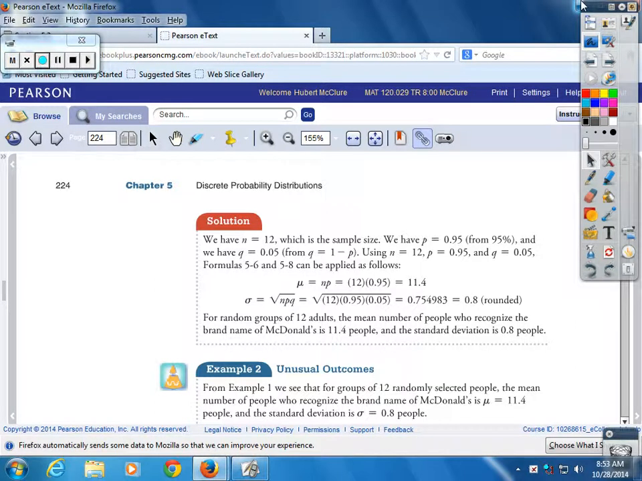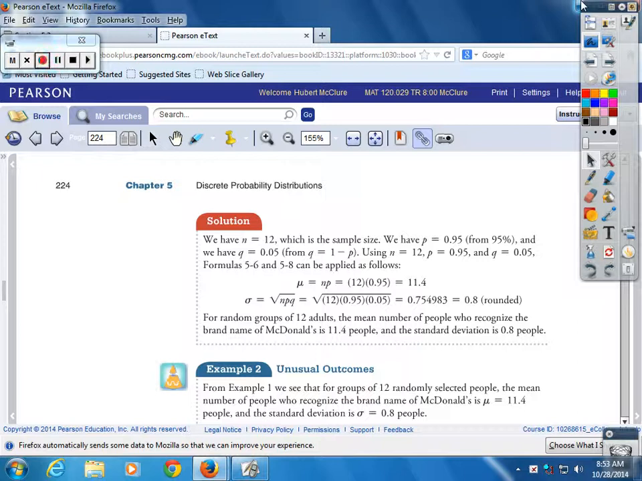So what is my mean? My mean is 12 times what? 0.95. And punch that in your calculator. You get 11.4. So that's your mean.